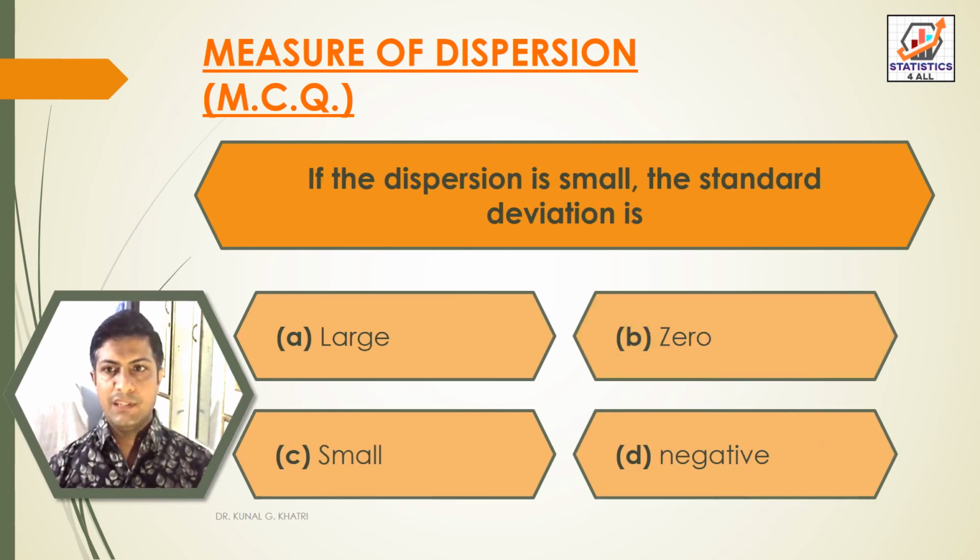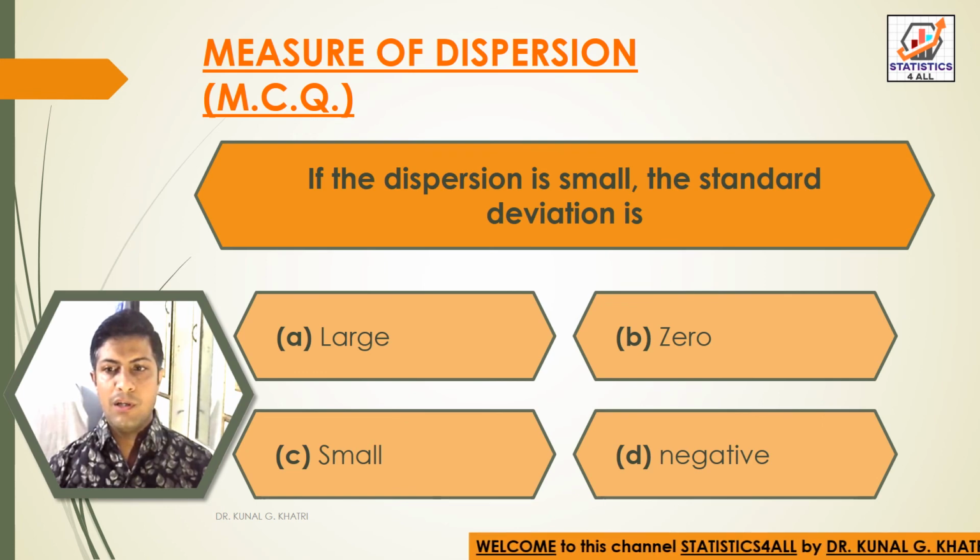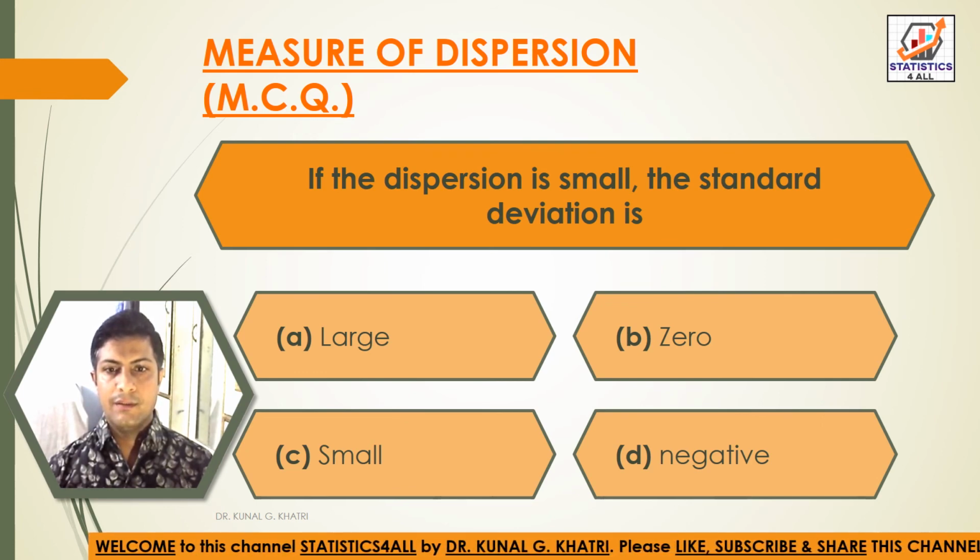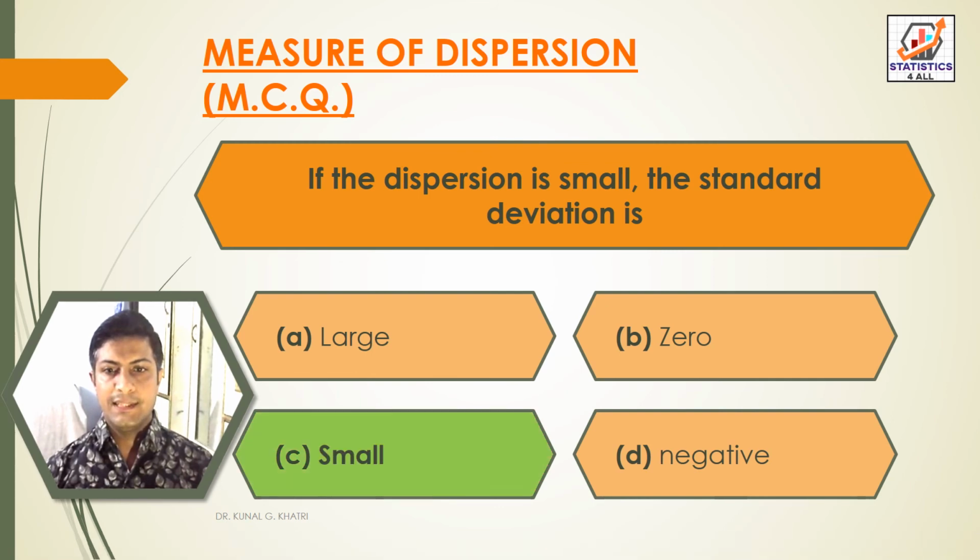Next question. If the dispersion is small, the standard deviation is option A large, option B 0, option C small, option D negative. So here we have answer option C small. If the dispersion is small, the standard deviation is also small.